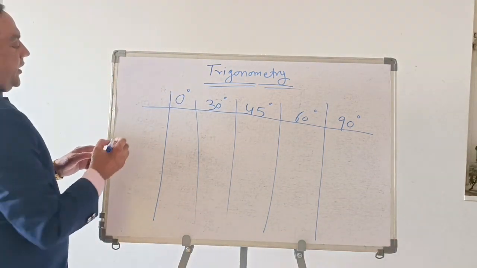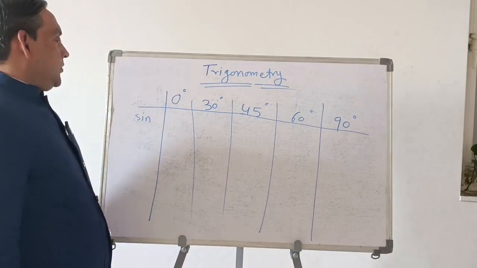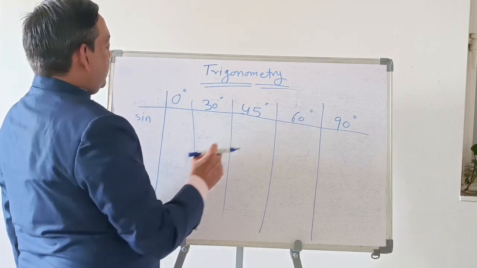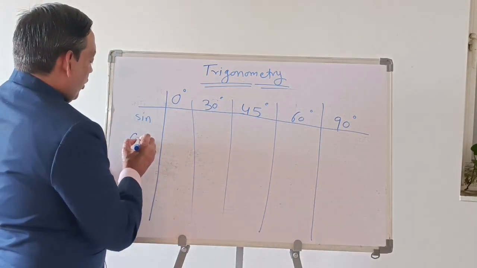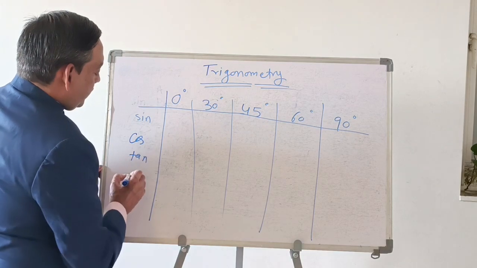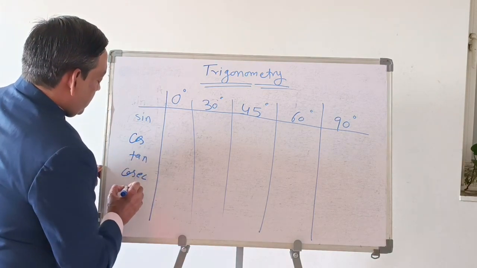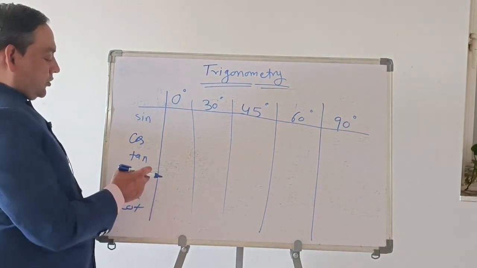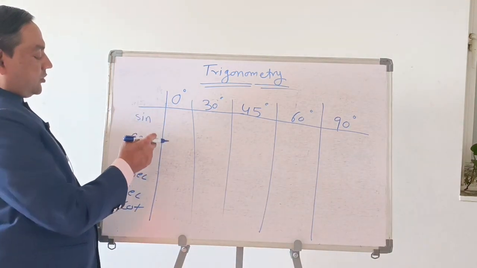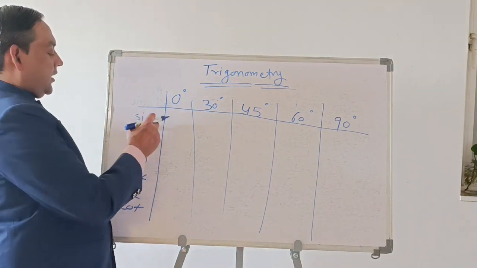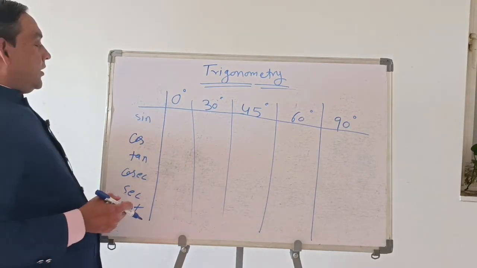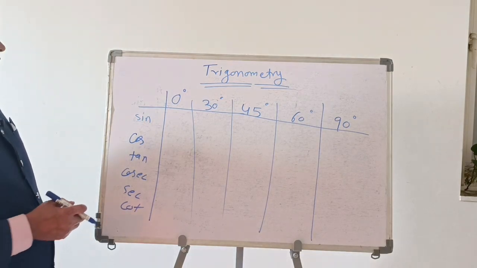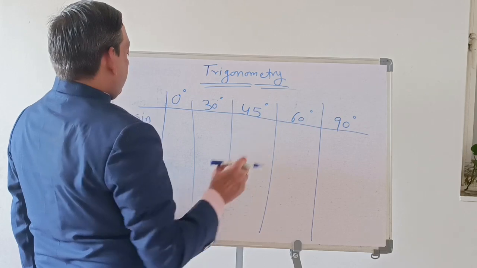Again, we have a total of 6 ratios. We have to find out the sine 0, sine 30, sine 45, sine 60, sine 90. Same way cos, tan, and then we have the cosec, sec and cot. But as I told you before also, cosec, sec and cot are the reciprocals of sine, cos and tan. So the main thing we have to remember is the values of sine, cos and tan. You can directly learn by heart the values of sine of 0, 30, 45, 60 and 90.